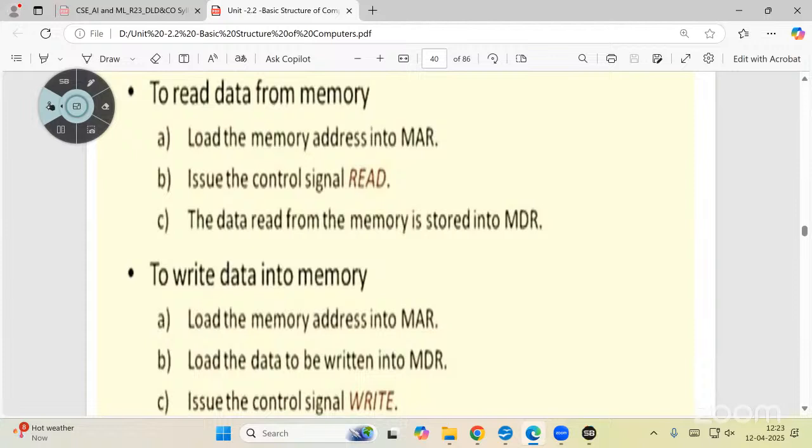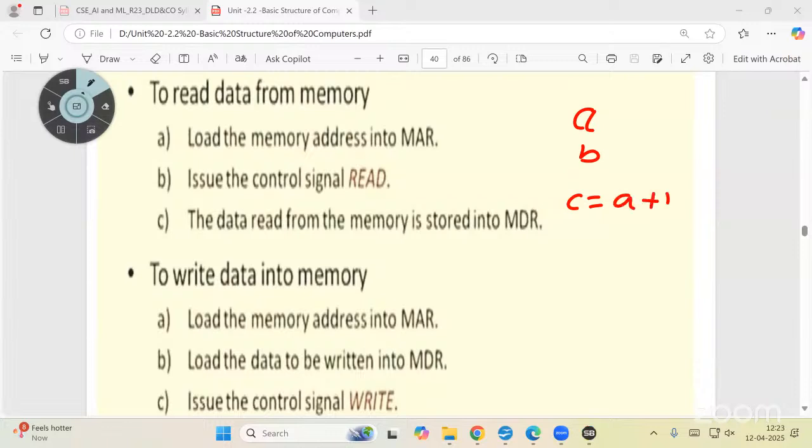Load the memory address into MAR. First, A, B, C: C is equal to A plus B. This is instruction 1, instruction 2 and instruction 3. A is equal to 2, B is equal to 3, and int A, B, C, this is instruction 0. In instruction 0 we are defining the variables, that is the data type, integer type A, B, C. In I1 we are assigning the 2, 3, and then we are adding.